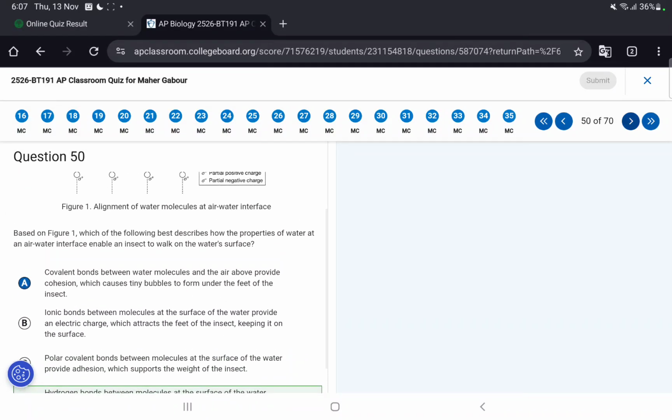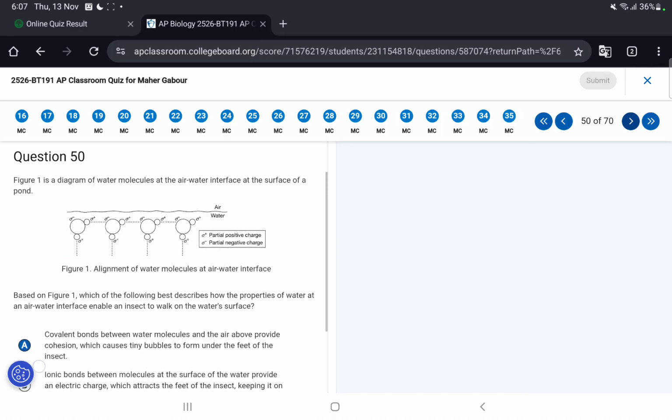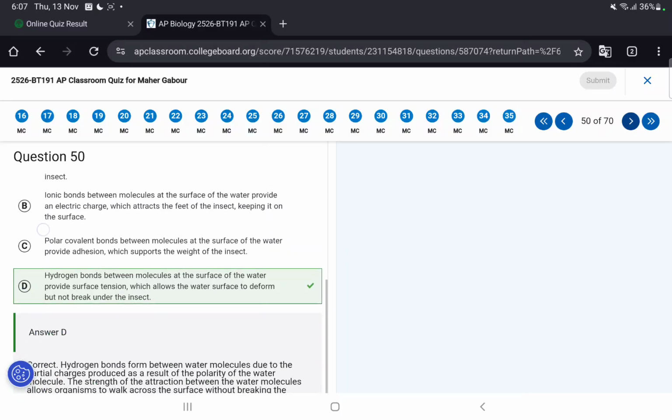Which of the following best describes how the properties of water at an air-water interface enable an insect to walk on the water's surface? The thing that enables insects to walk on water's surface is called high surface tension, and the high surface tension is made possible by hydrogen bonds. So hydrogen bonds between molecules at the surface of the water provide surface tension.